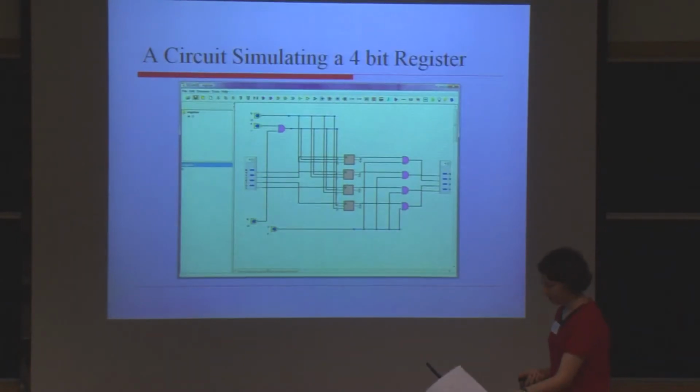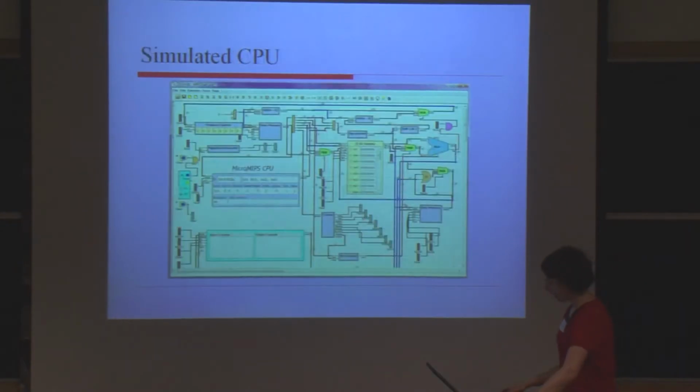So here's an example of the lowest level of DLSym, where you can build circuits using gates and flip-flops. This is simulating a 4-bit register, so it can hold 4 bits of saved data. Moving on, through the use of plugins, which are written in Java and can be added to DLSym, more complicated circuits can be built without having to build each component out of gates.